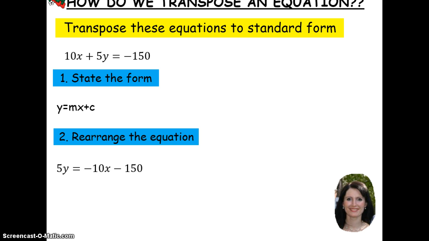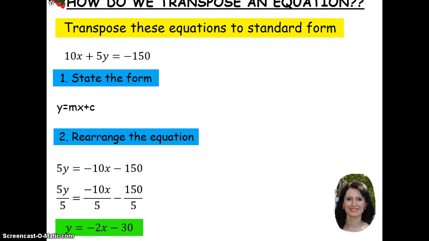5y = -10x - 150. I've taken the 10x to the other side. I'm then just going to divide by 5 on both sides. Don't forget that you need to divide everything by 5 on the right as well as the left. Finally, I get y = -2x - 30. That is now in standard form, and that is your answer.